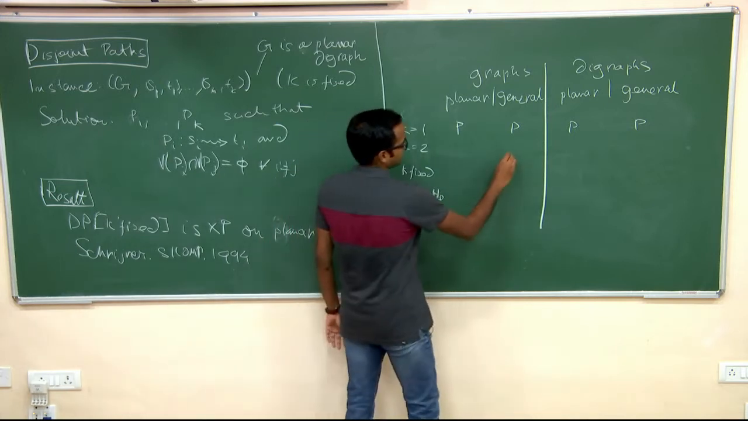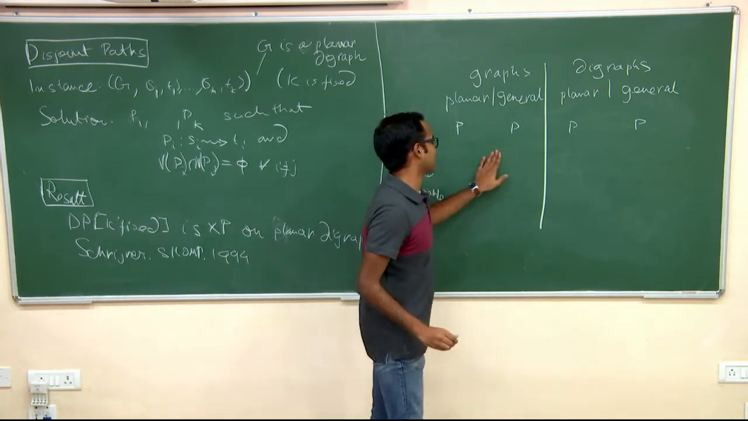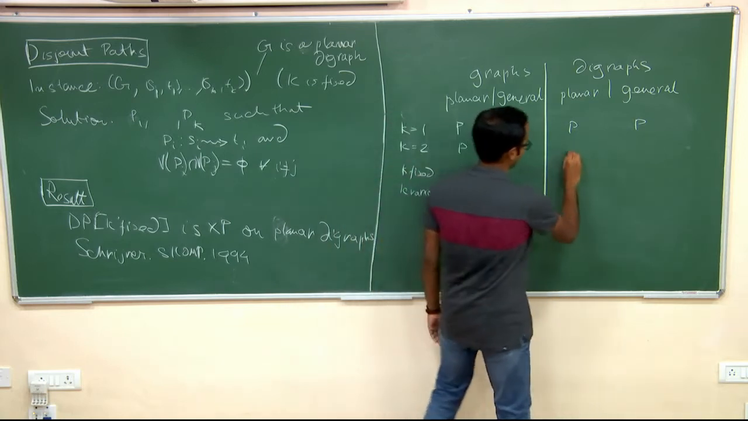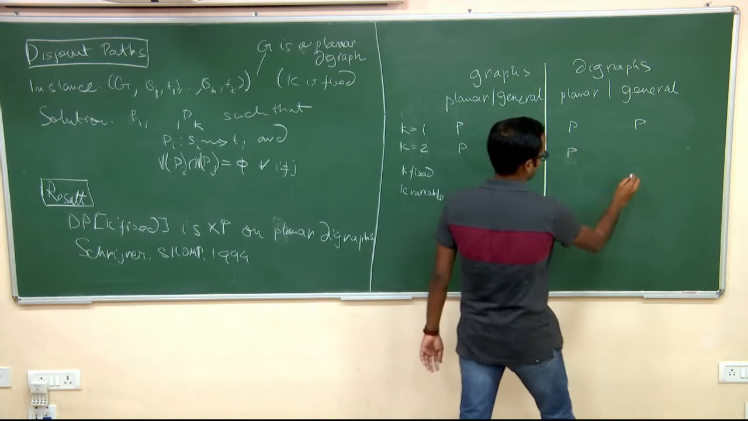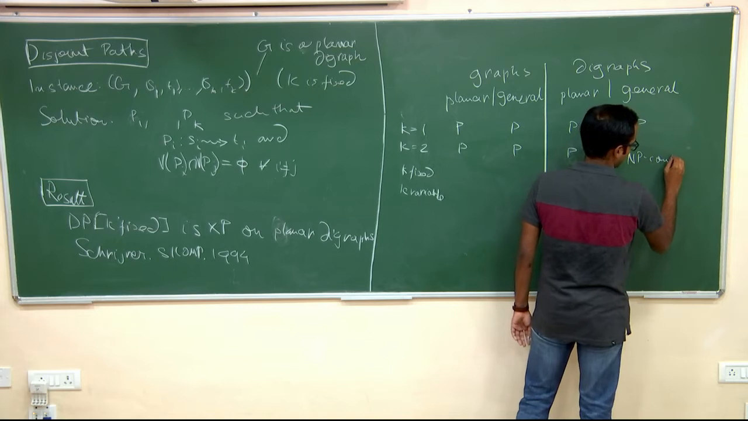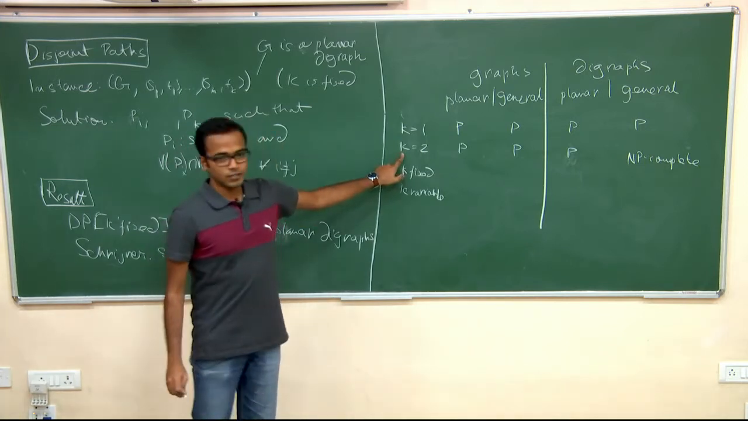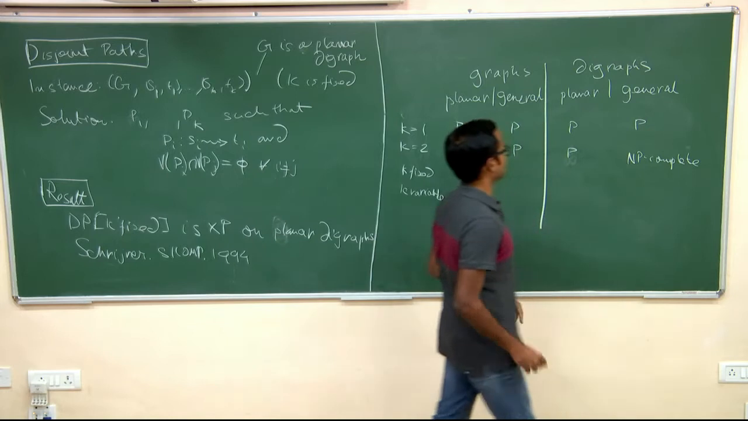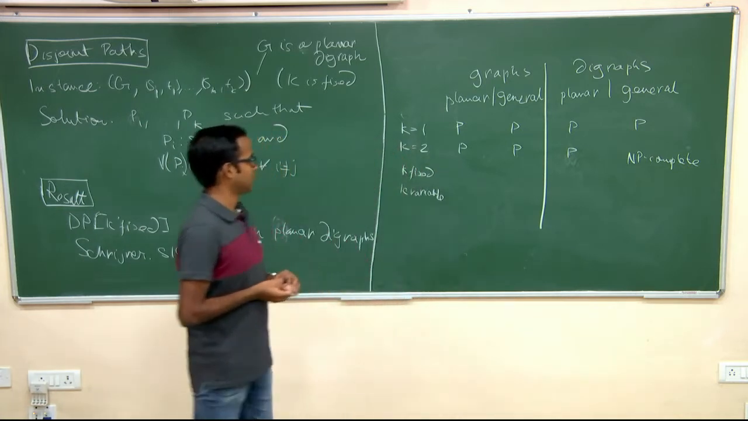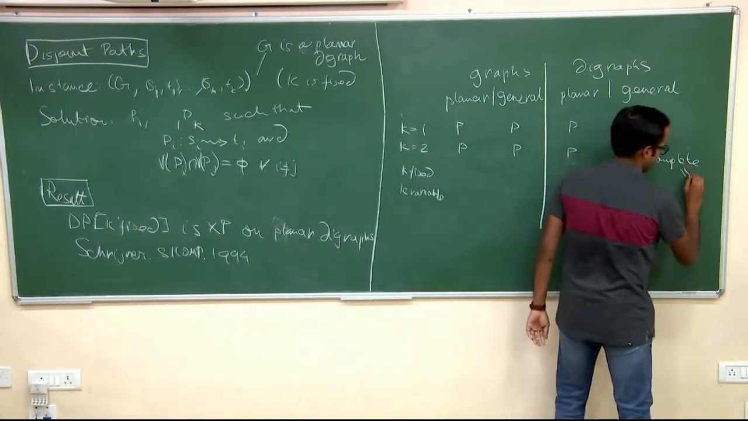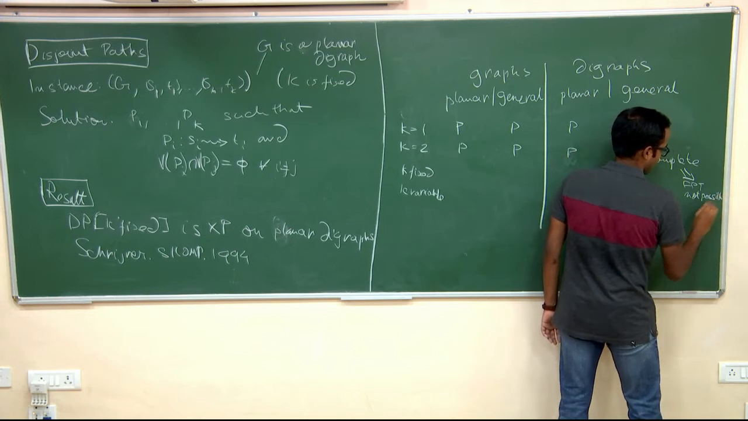for general graphs, this is FPT. I'll come to FPT later. For digraphs, this is P, but this is NP complete. Even for k equals 2, it is NP complete on general digraphs. Then it's known that this is para-NP, so not even XP is possible for general directed graphs.